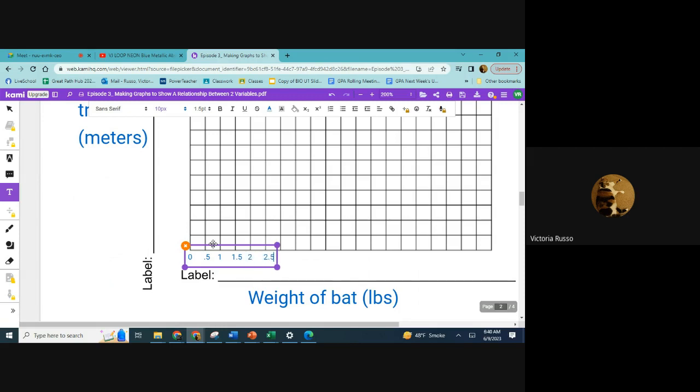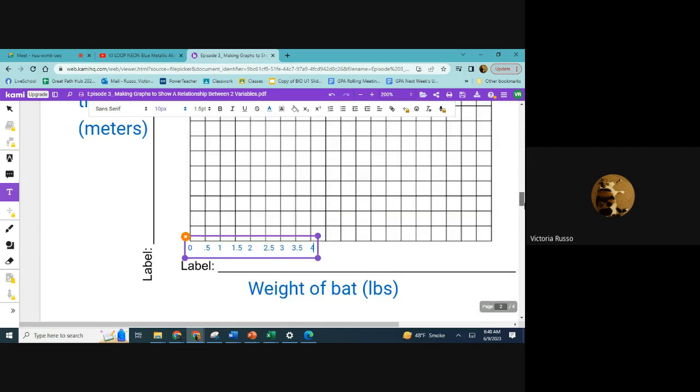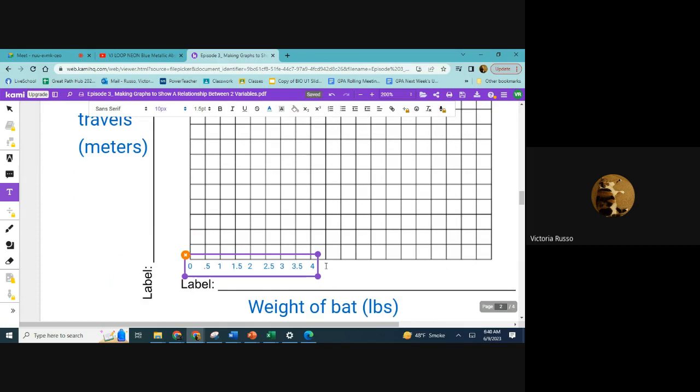2.5. 3. 3.5. 4. And we want to make sure we got to the top point, and I forget what that was. So it was 4. We can stop. Or you can go up the rest of the way if you want. I'll go to 5. You don't really have to, but sometimes it's good to go a little bit past in case you get extra data if you do the experiment with a heavier bat.